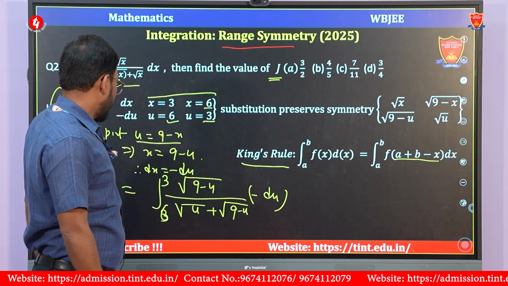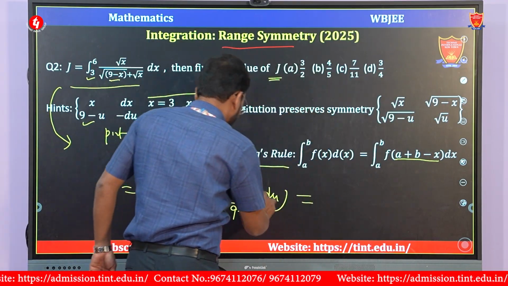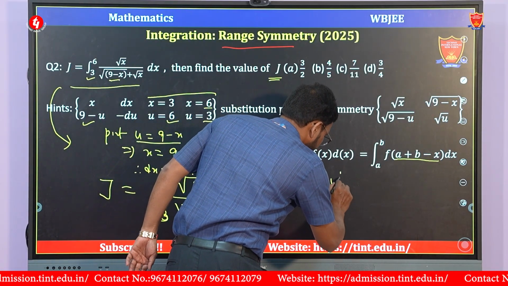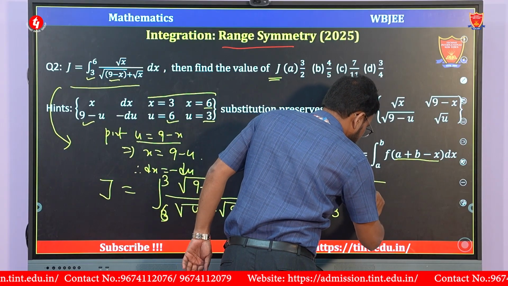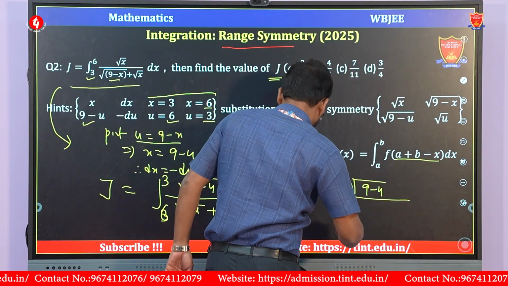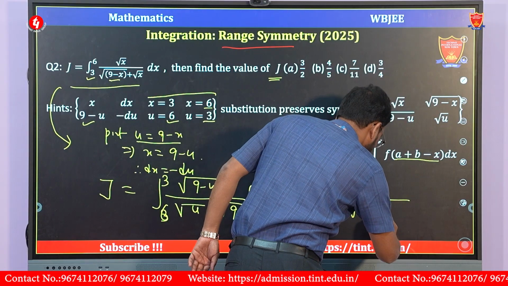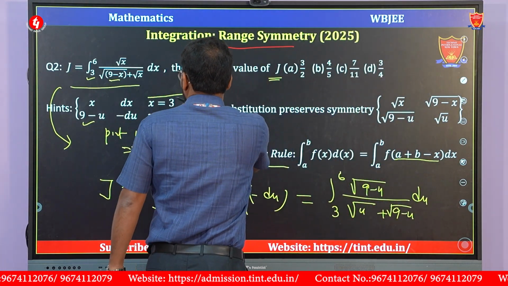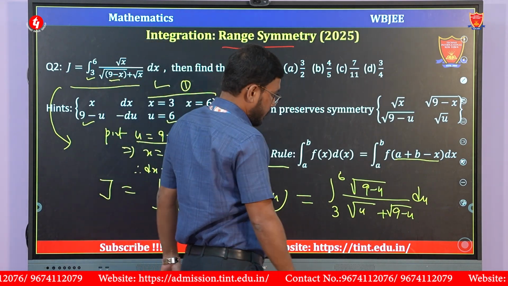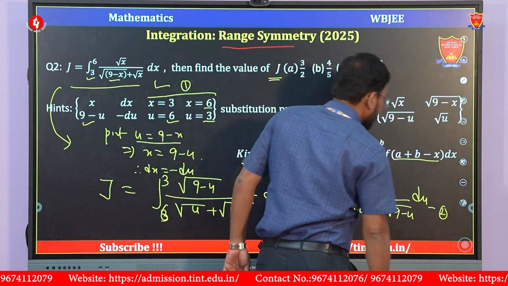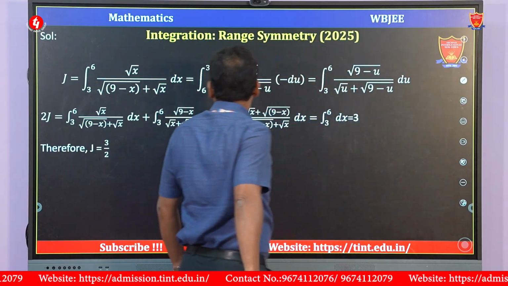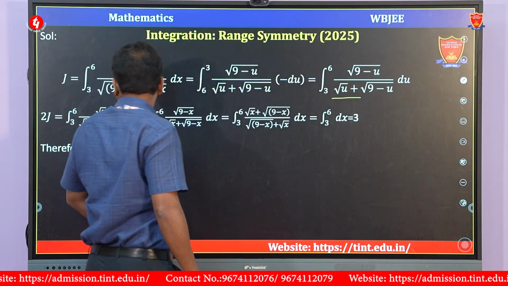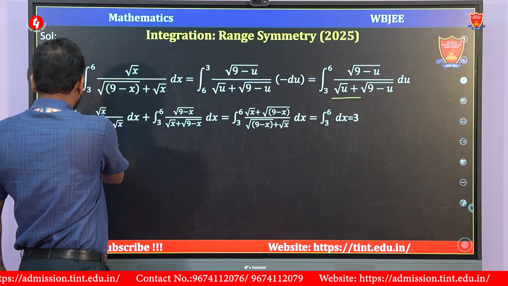So, now for this, you know the definite integral properties, you can interchange the limit. So, this is the integral from 3 to 6 of square root of 9 minus u by root u plus root of 9 minus u du. Suppose your given problem is number 1 and this is number 2. From here you can see, adding both 1 and 2, you get 2J.